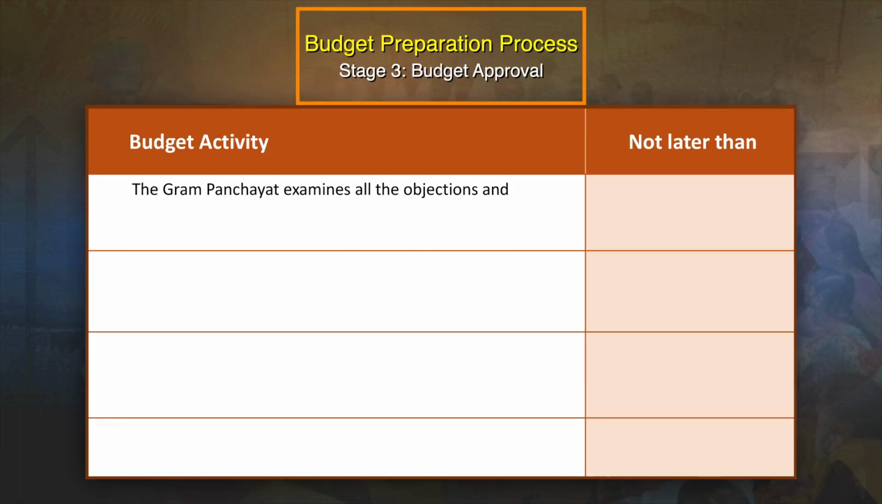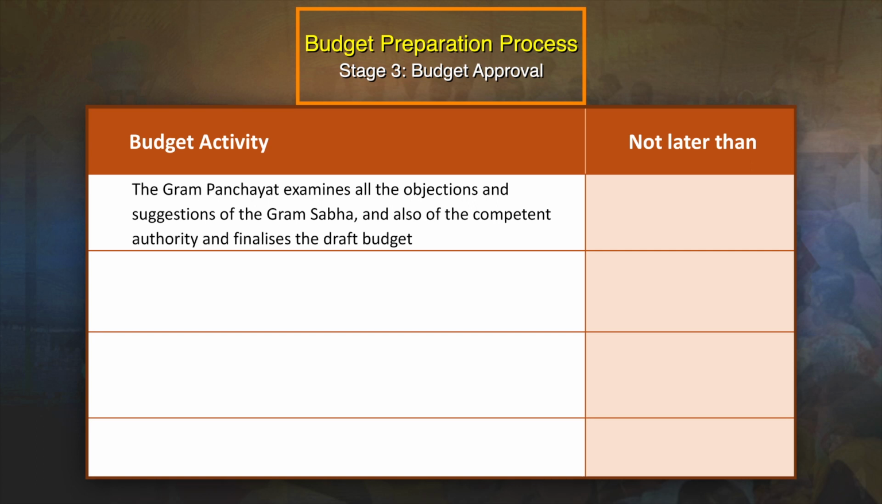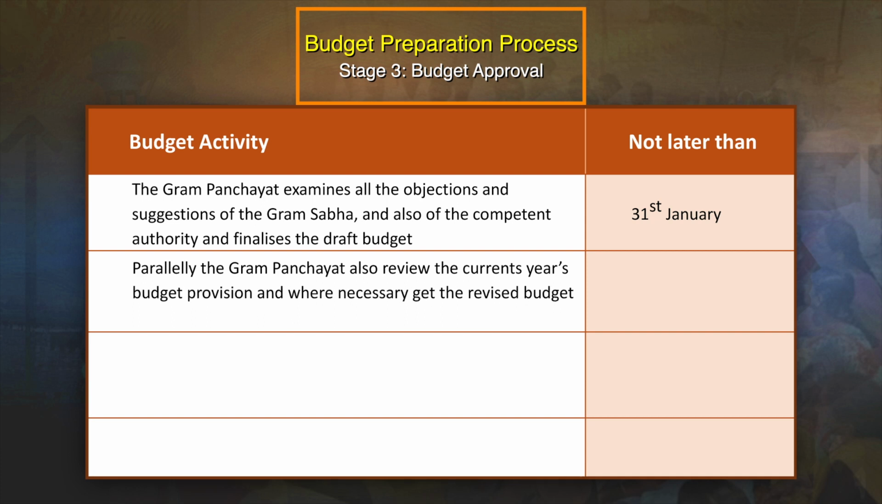The Gram Panchayat examines all the objections and suggestions of the Gram Sabha and also of the competent authority and finalizes the draft budget not later than 31st January. Parallelly, the Gram Panchayat also reviews the current year's budget provision and wherever necessary gets the revised budget of the current financial year, which is prepared before 1st February.